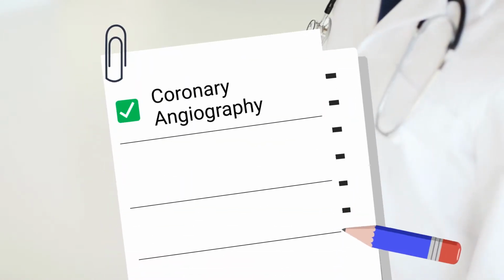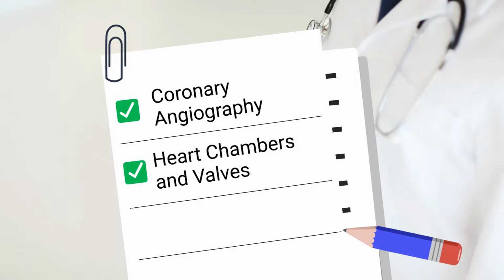One is to perform a coronary angiography with or without stent placement. Two is to visualize your heart chambers and valves. And three, to measure pressures in different areas of your heart.